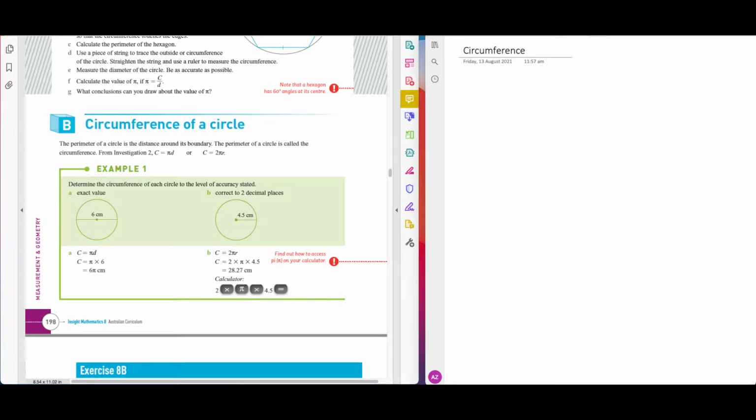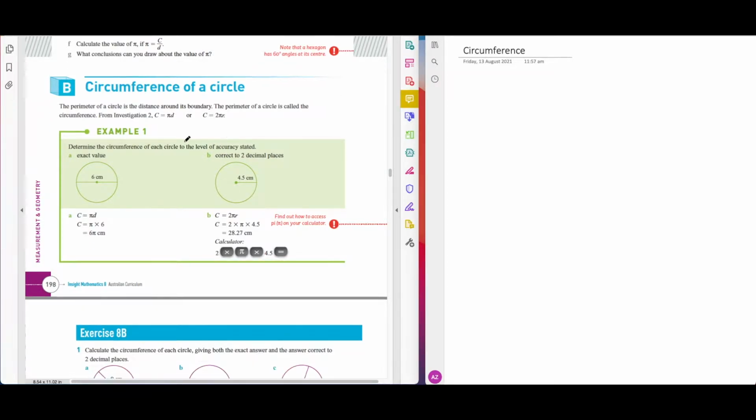Hello everyone, welcome back. So in today's video, we're going to go through what a circumference is. Now, in the previous lesson, I explained to you that the circumference of a circle is basically the outer edge of a circle, right? So in this lesson, I'm going to explain to you how to calculate the length of a circumference.